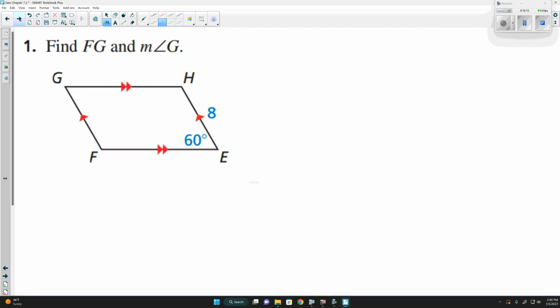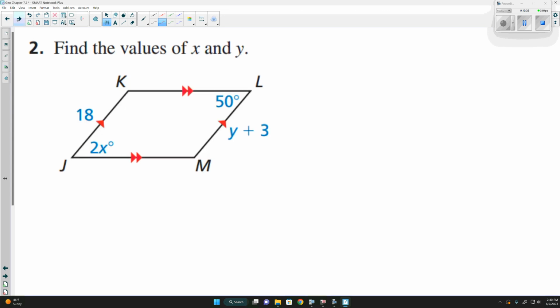So we want to find the measure of angle G. Well, G and E are going to be congruent, so the measure of angle G is the same as E. What is GF going to be? 8, because these two sides are congruent. Any other questions on this here? Do we need to see another example of one of these?